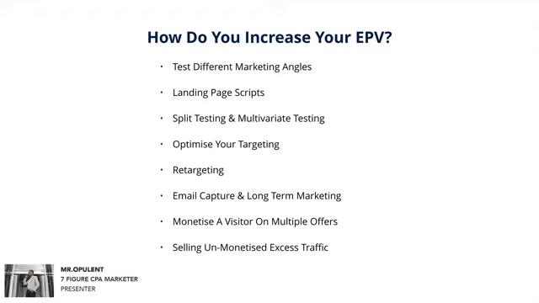You can also monetize a visitor on multiple offers. So instead of telling somebody to buy just one product, you can have multiple products that somebody can buy on your landing page, and then from that point you can actually make double the commission or triple the commission. Okay, and also with upsells, cross sells and down sells, if you do own an offer yourself, you can increase the EPV you actually make on that traffic.